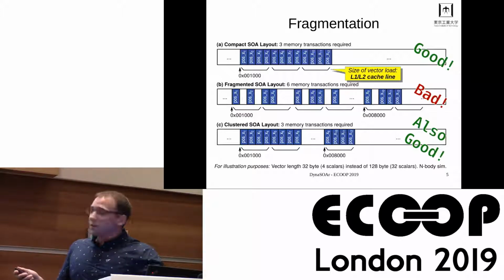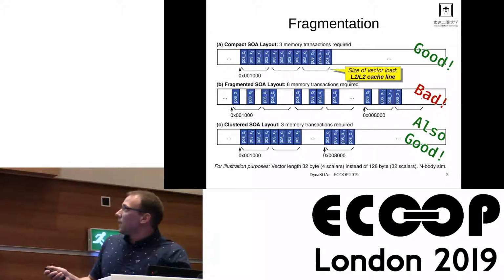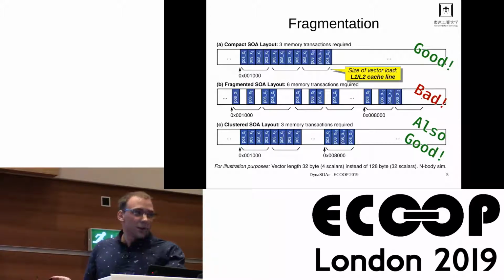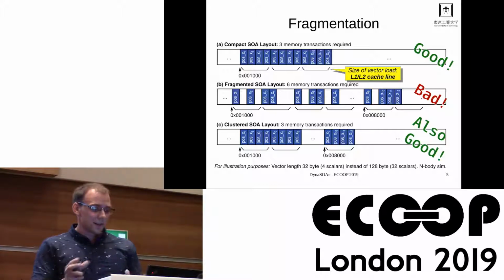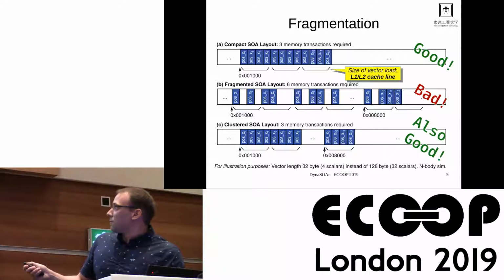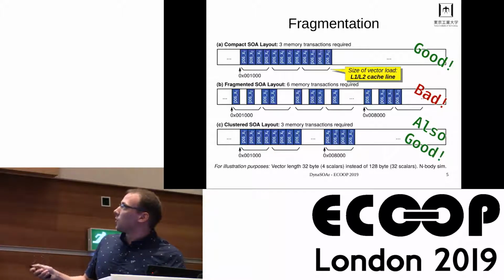Now, as it turns out, the layout doesn't have to be super compact as it is shown in subfigure A. It can also be a layout that is more like this one here. In this example, we need the same number of memory transactions, even though we have this kind of empty space in here. As long as data is stored in blocks which are at least as large as the vector length, we are good. This gives our allocator some freedom in placing allocations. So it doesn't have to be super compact. This is also fine.